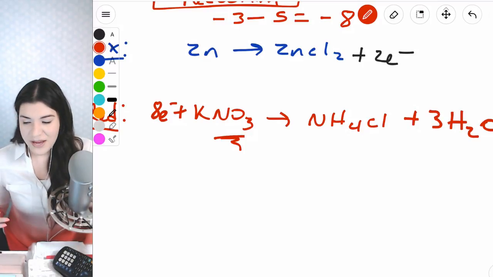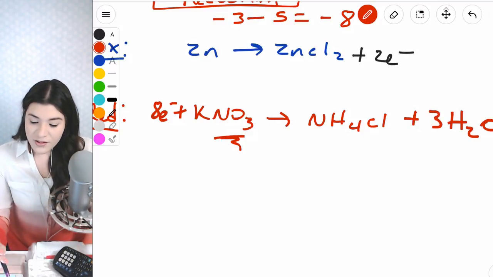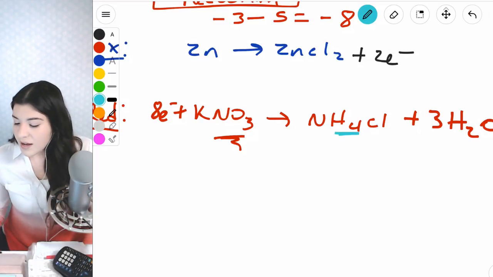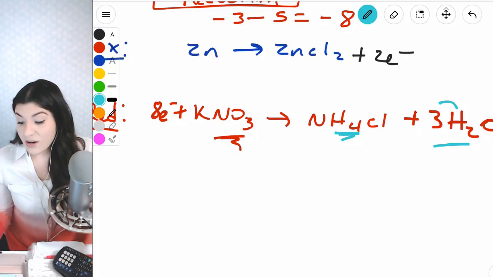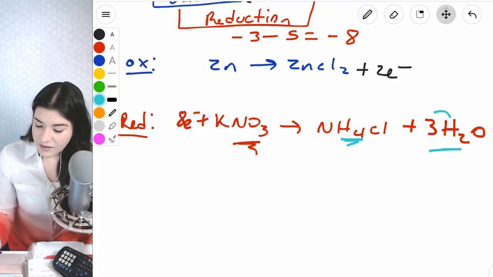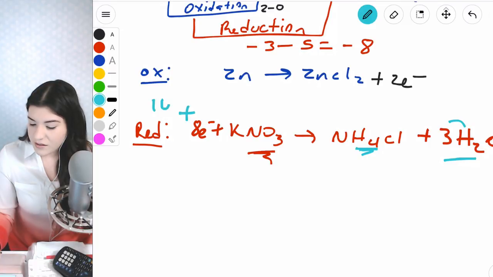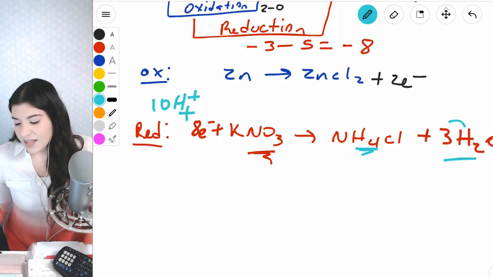Now we have to balance out how many hydrogens in total we have. So here we have 4, and then I'll distribute this. This would have been 6. So 4 plus 6 would have been 10. So on the opposite side, I'll add 10 H pluses just to make sure that's balanced. And then we'll keep going from there.